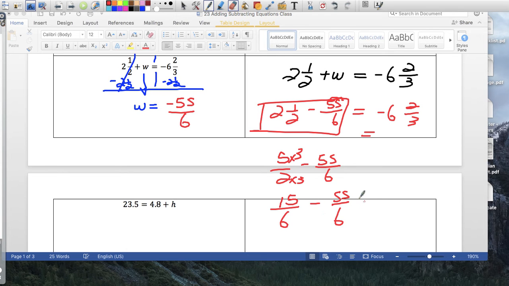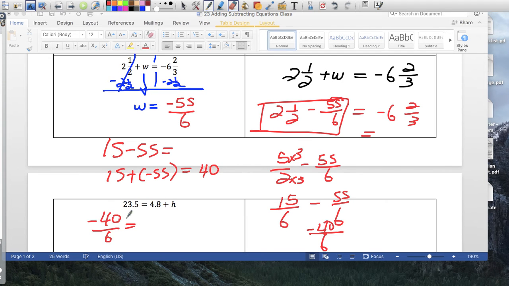So this is going to be 6 as the denominator, right? 15 minus 55 on top is the same thing as 15 plus negative 55, which is just going to give us negative 40. And 40 over 6, 6 goes into 40 6 times. We have 4 left over 6, which can be simplified to 6 and 2/3, negative 6 and 2/3. Good. So that really changes to negative 6 and 2/3, which equals negative 6 and 2/3 on the other side.